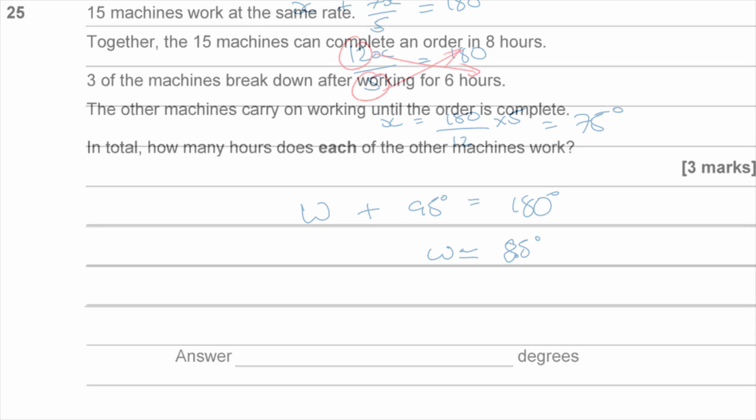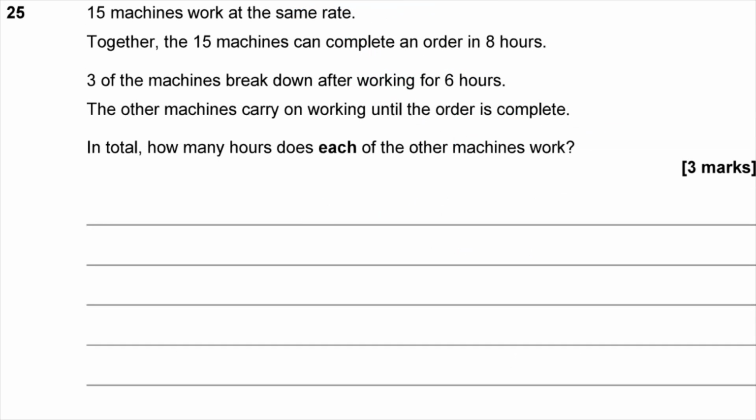Question 25. 15 machines work at the same rate. Together, the 15 machines can complete an order in 8 hours. 3 of the machines break down after working for 6 hours. The other machines carry on working until the order is complete. In total, how many hours does each of the other machines work?